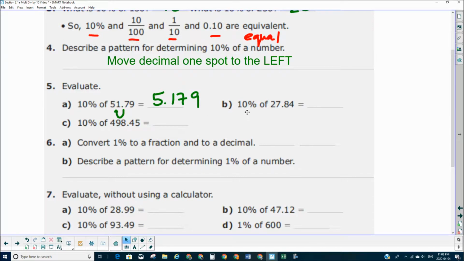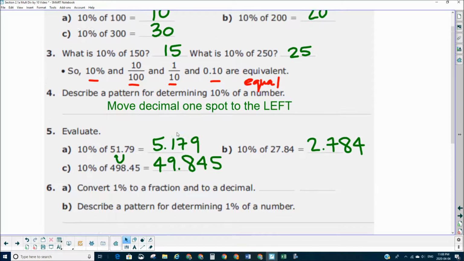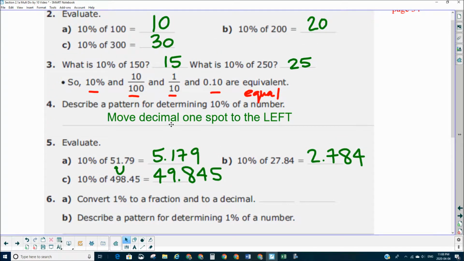All right, hopefully you've had some success with that. Move this one decimal place to the left, we're going to get 2.784. And even something like this, $498.45, we're going to move one decimal place to the left. 10% of that is 49.845. So 10% means moving one decimal place to the left.